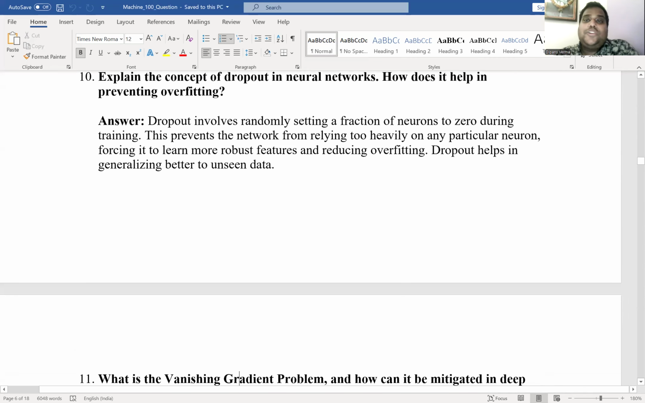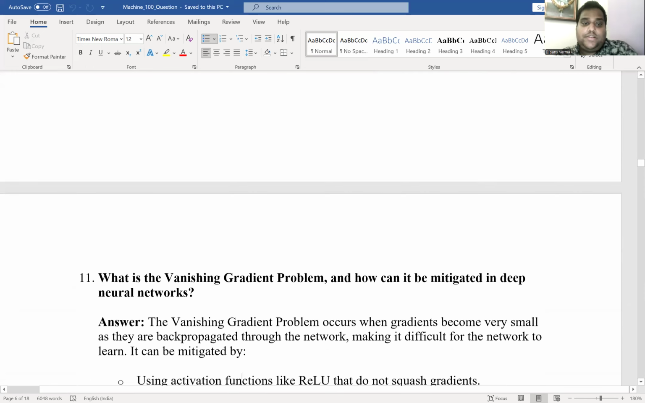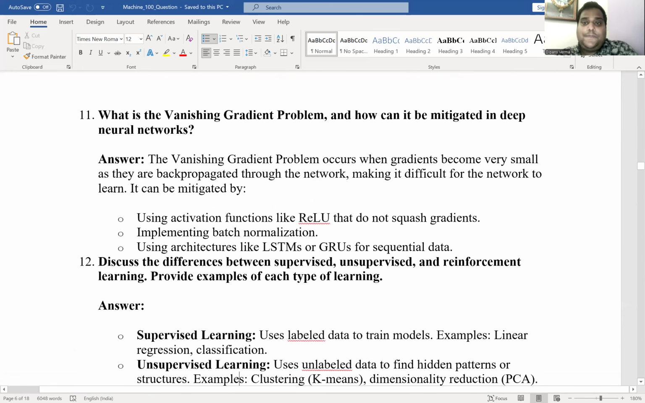Explain the concept of dropout in neural networks. Dropout involves randomly setting a fraction of neurons to zero during training. This prevents the network from relying too heavily on particular neurons, forcing it to learn more robust features and reducing overfitting. It helps generate better predictions.